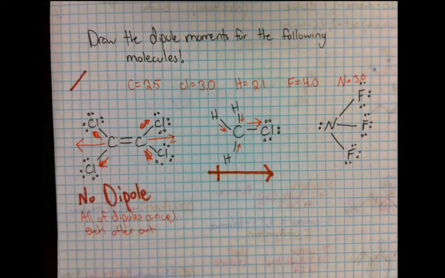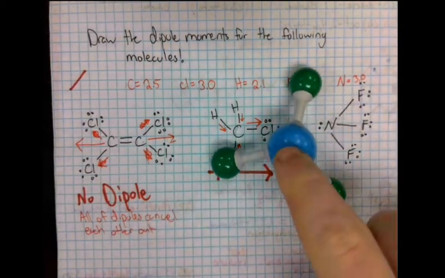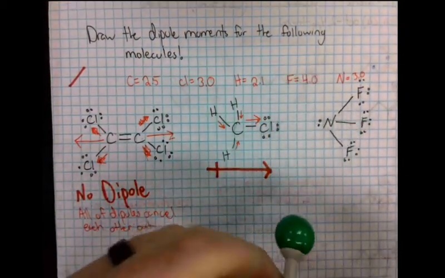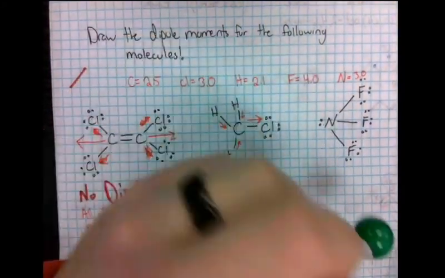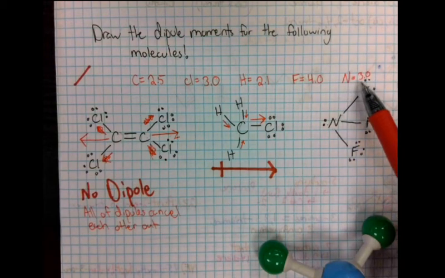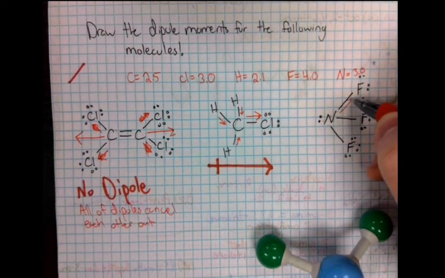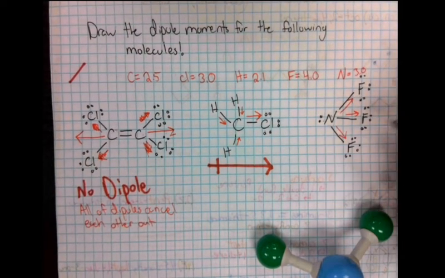Then for the last one, let me get a nitrogen out here. And we're going to put on our fluorines. So this nitrogen right here, it doesn't have a dot because that's where a bunch of electrons are, and then there's three fluorines down here at the bottom. Nitrogen has an electronegativity of 3.0, and then fluorine has 4.0. So all of these are going to get pulled down towards the fluorine.